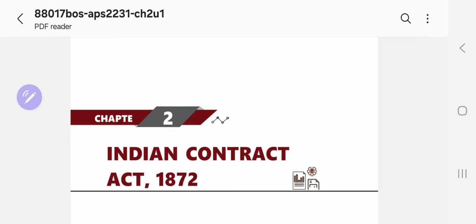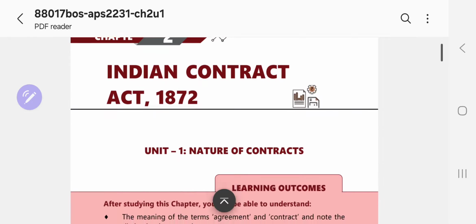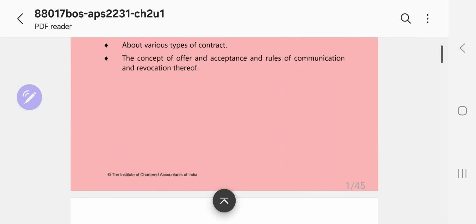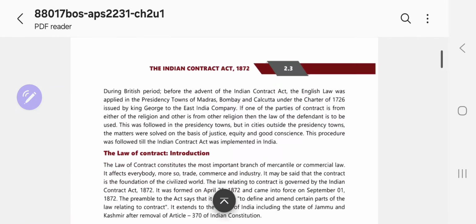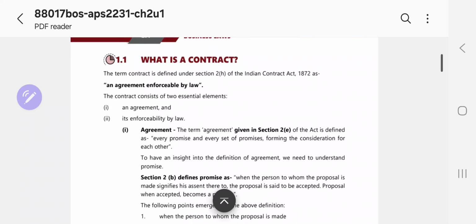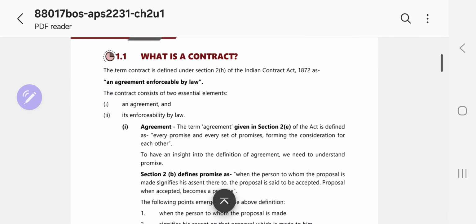Okay, so today let's get started with the Indian Contract Act 1872. This is one of the important chapters in this law subject. Directly we will start with the contract part here. What is a contract, what does a contract contain, etc.